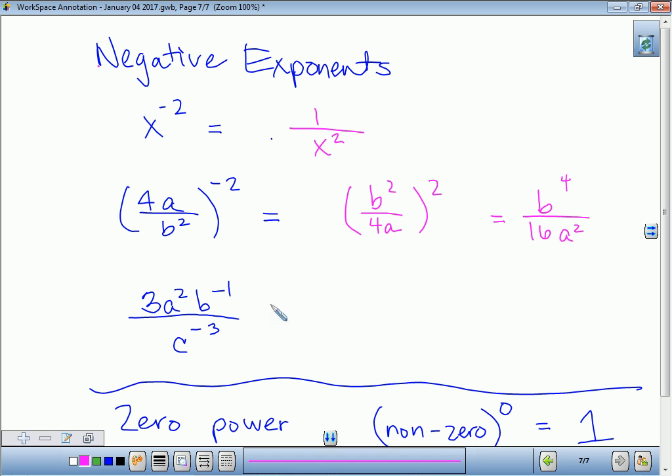So this kind has negative exponents within the fraction. And that is the only thing that moves. This moves down. This moves up. So the 3 and the a squared do not have negative exponents. They don't move. The c moves up and the b moves down. And when it moves, the negative exponent goes away.